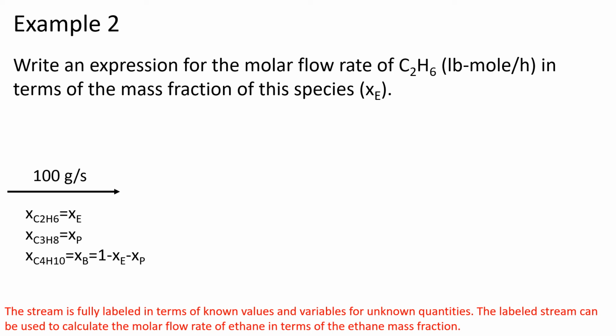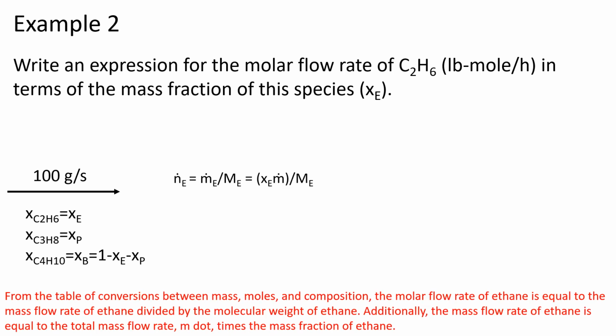The labeled stream can be used to calculate the molar flow rate of ethane in terms of the ethane mass fraction. From the table of conversions between mass, moles, and composition, the molar flow rate of ethane is equal to the mass flow rate of ethane divided by the molecular weight of ethane. Additionally, the mass flow rate of ethane is equal to the total mass flow rate, m dot, times the mass fraction of ethane.